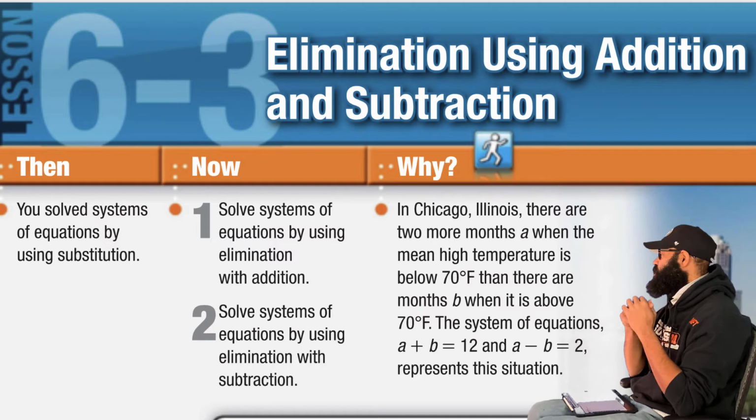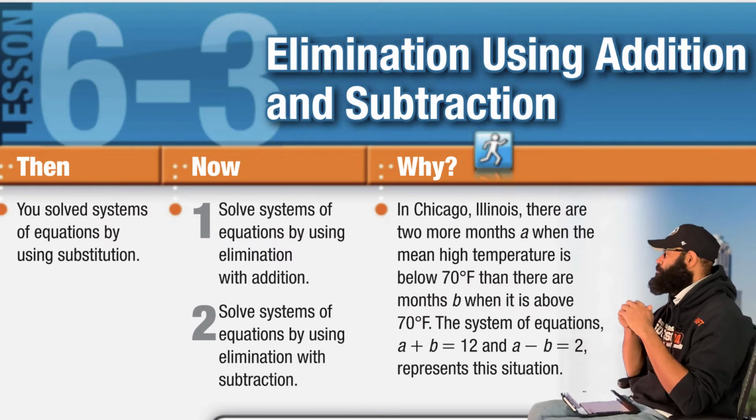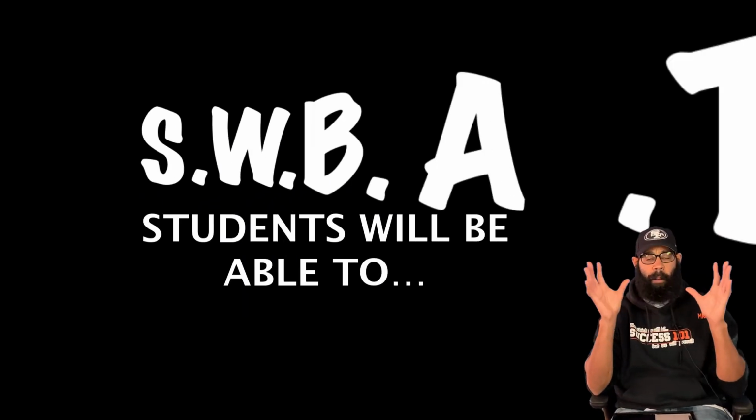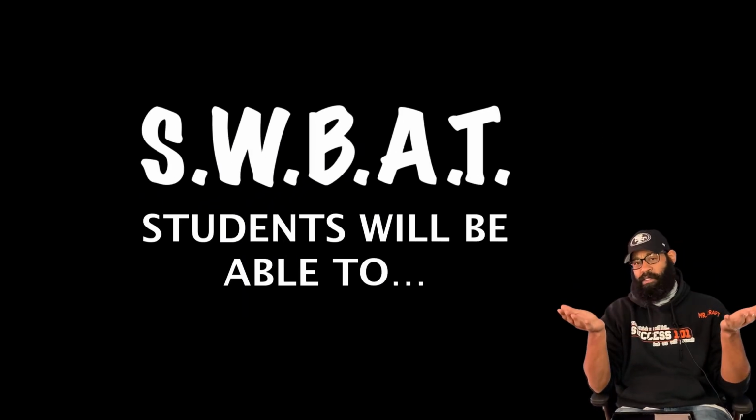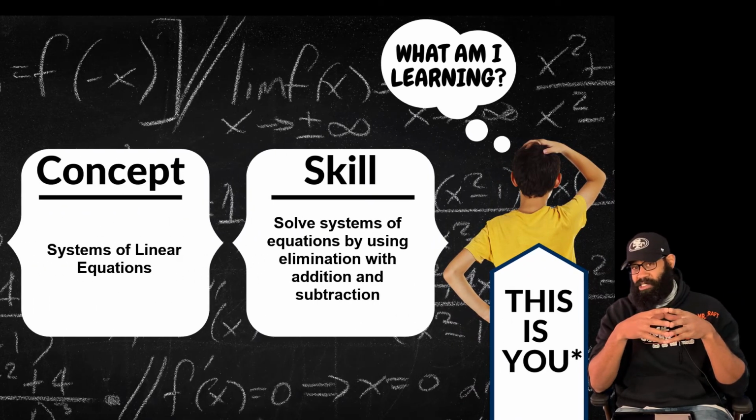Looks like chapter 6, lesson 3. The objective today inside of the textbook is solve system of equations by using elimination with addition. Solve system of equations by using elimination with subtraction. Sounds good. So students will be able to swap out: solve system of equations by elimination. Concept is systems of linear equations, and of course, the skill is solving.